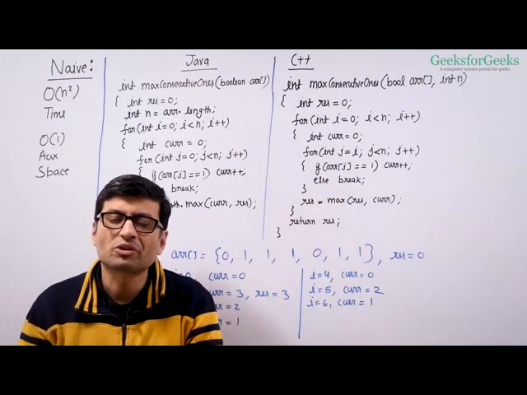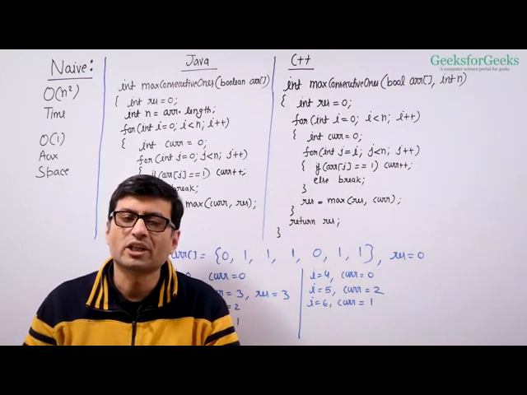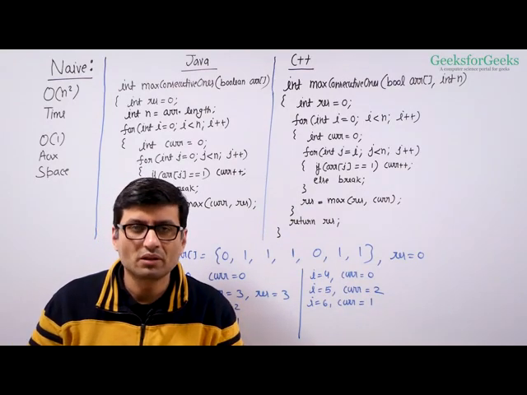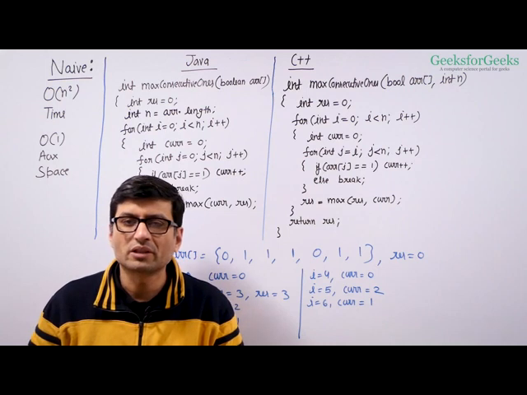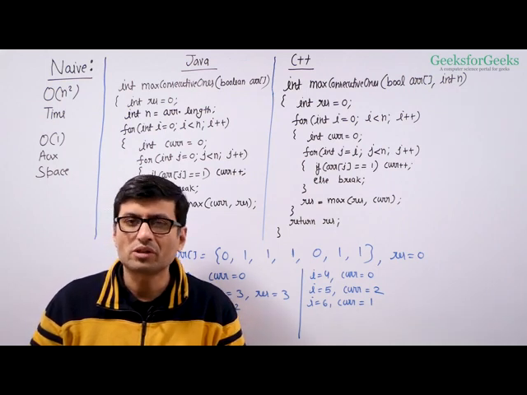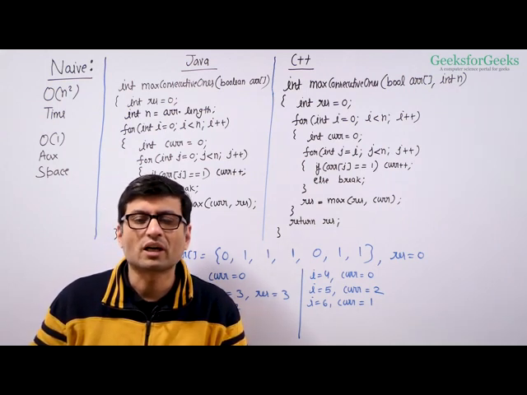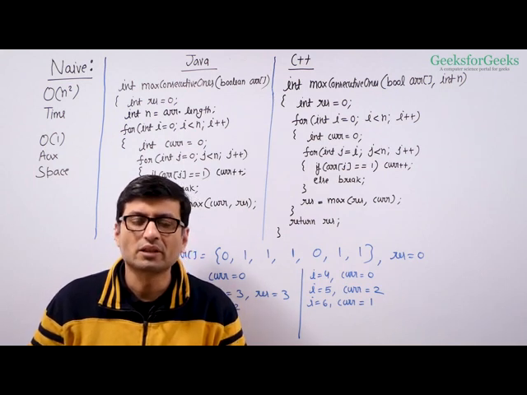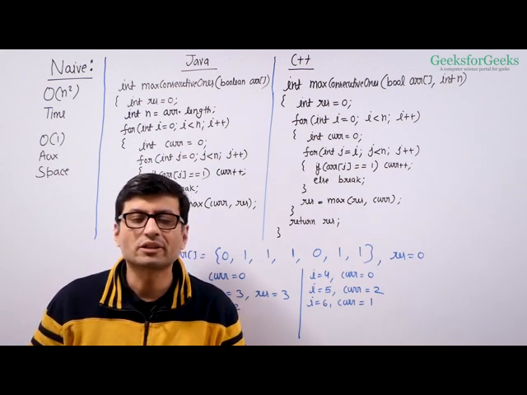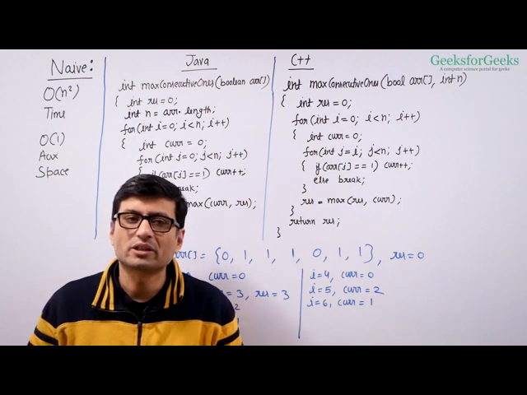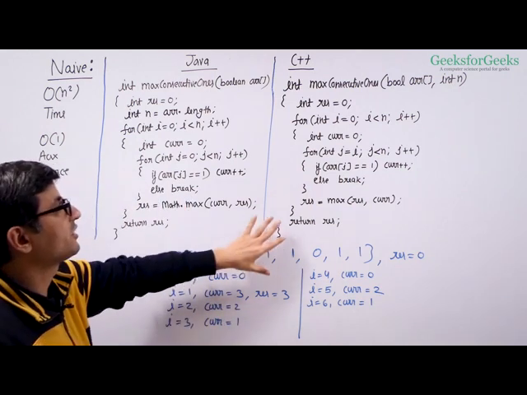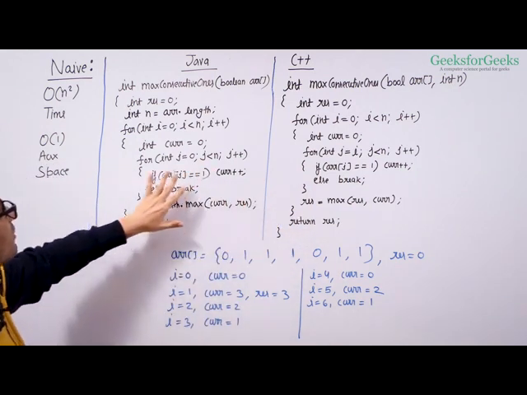Let us first talk about the naive solution. The idea of this naive solution is really simple. We traverse through every element. For every element, we count how many consecutive ones are there beginning with this element. And if this current count is greater than the result, we update the result. So here is C++ implementation and here is Java implementation.